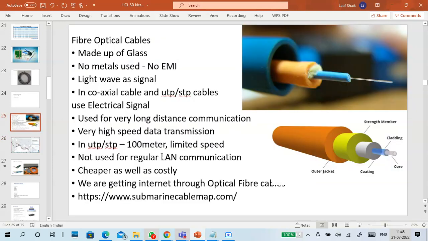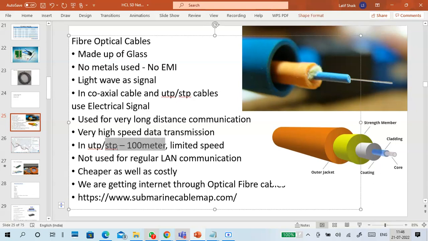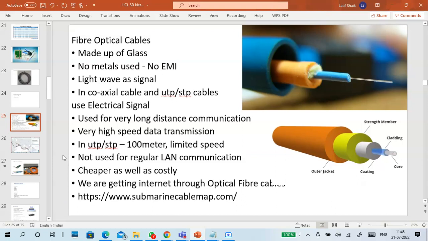So here it is. Normally this is copper cable, UTP and STP, having a limited speed and a limited distance. Here it is communicating over a much longer distance. And some people ask, why can't we use fiber optic cables?